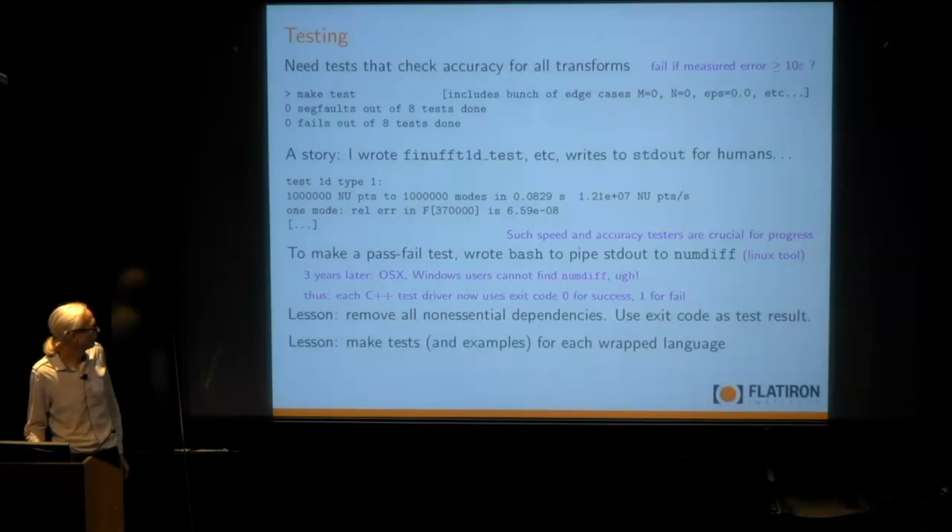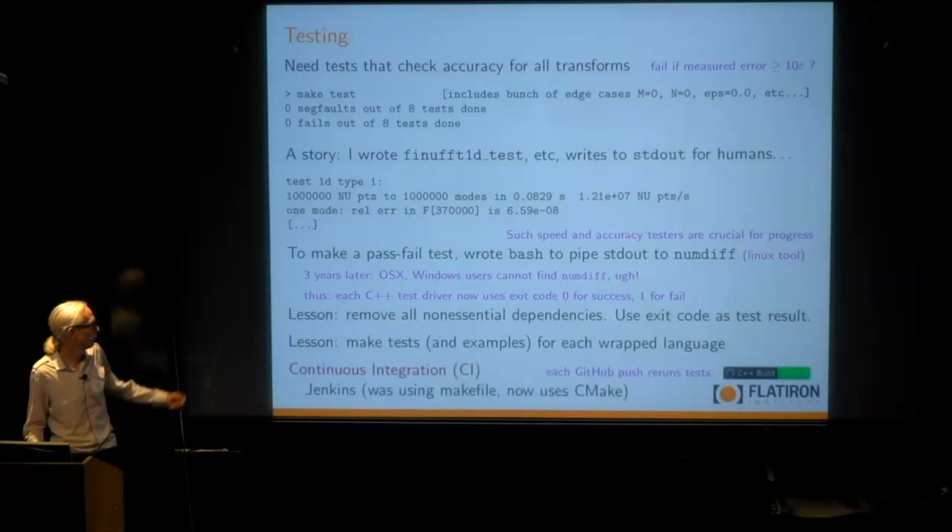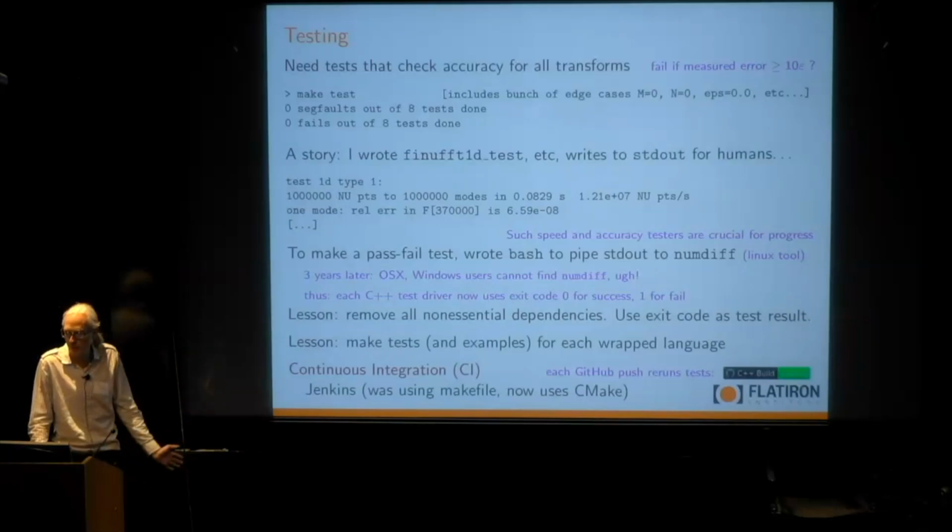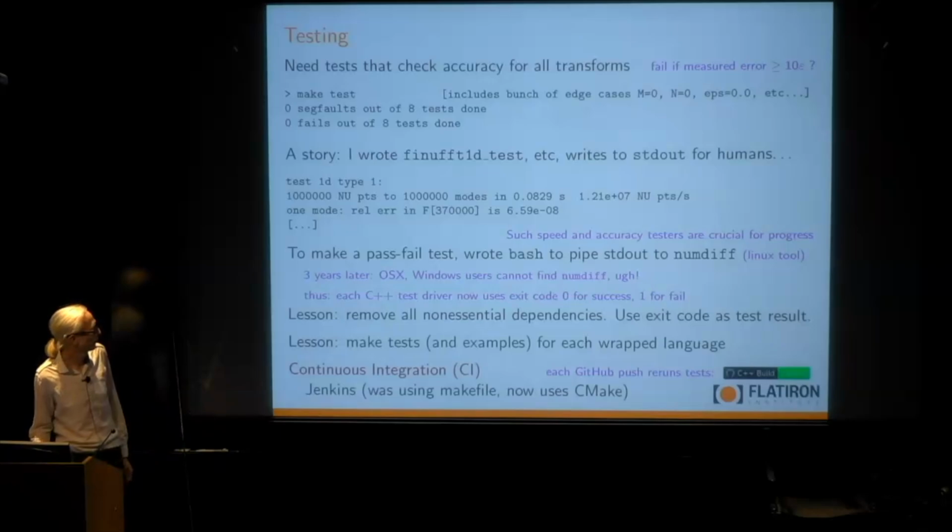Okay, make the tests for each language, use continuous integration. And we're sort of transitioning to CMake, but I don't want to give up the alt make file because people use the alt make file.